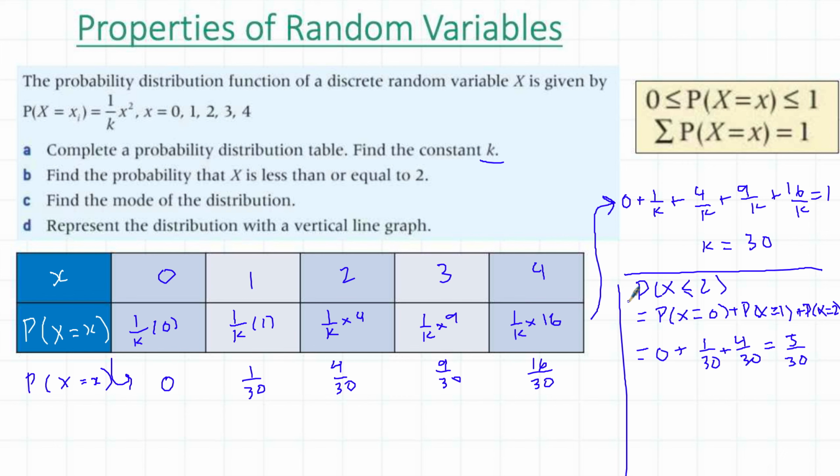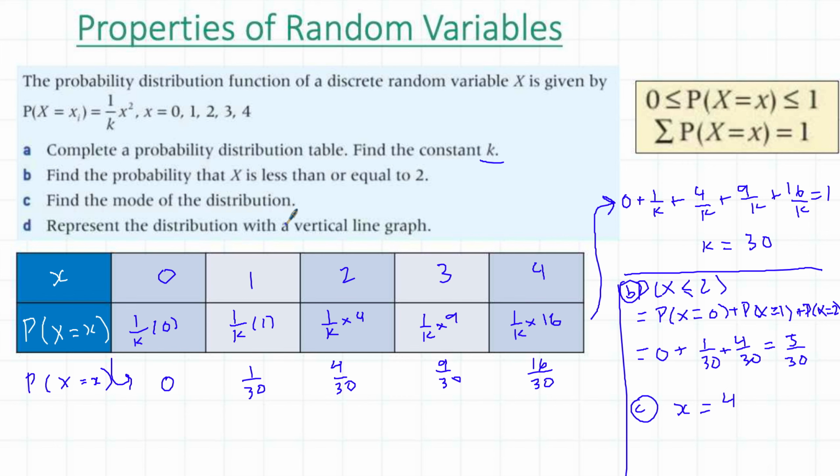Then part C says find the mode of the distribution. So the mode, going back to the definition, is the most frequent number. So which possible outcome appears the most, and that would be 4. So that would be the highest value. It's when X is equal to 4. That would have the highest probability.